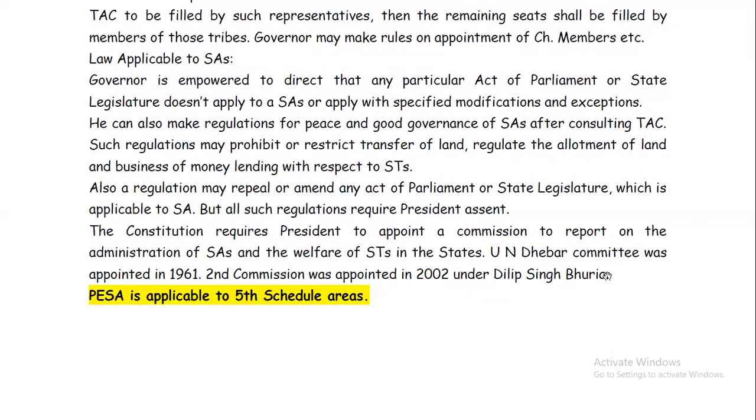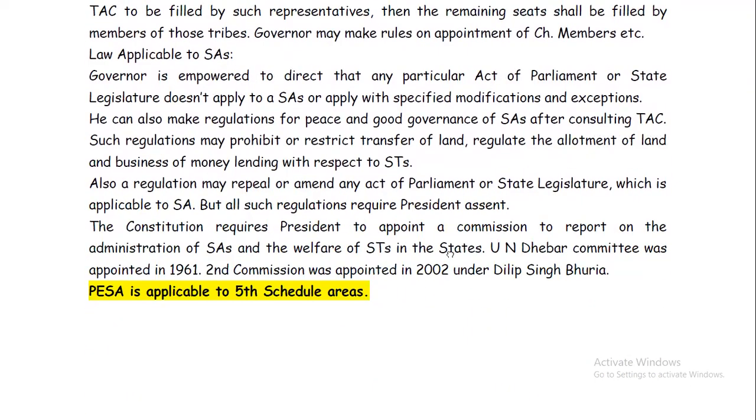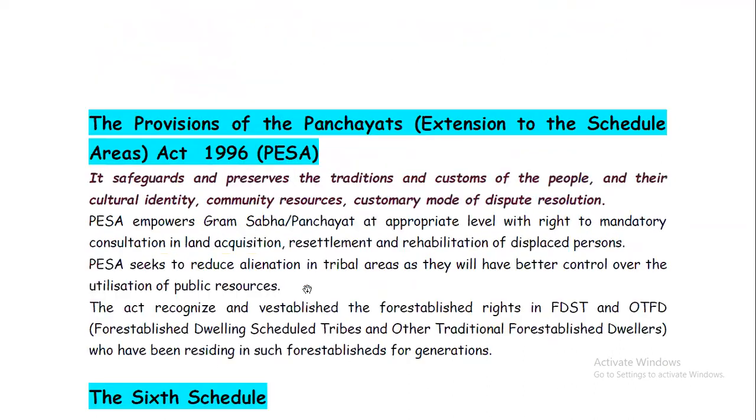Now there is a committee, the UN Dhebar Committee. This UN Dhebar Committee was appointed in 1961 and the second commission was appointed in 2002 under Dilip Singh Bhuria. So they all relate to the administration of scheduled areas. So you got it. And next, PESA. Remember, PESA is associated with the Fifth Scheduled Areas. What is PESA? PESA means the Provisions of the Panchayats Extension to the Scheduled Areas Act, 1996, shortly we know it as PESA.